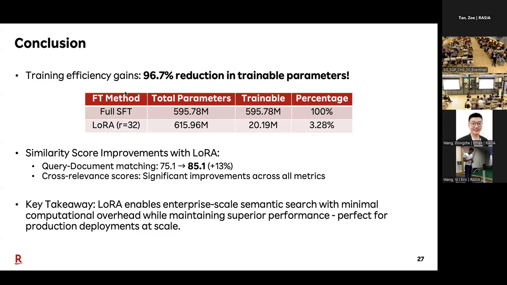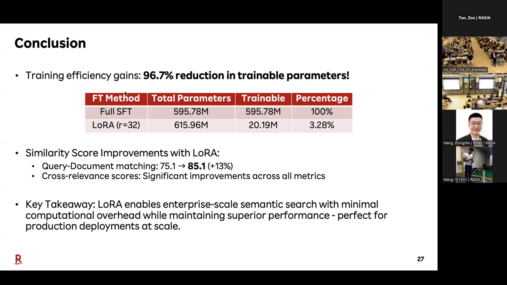Okay, let's take a closer look and conclude this presentation. As you can see, the training efficiency got a very good gain. Around 97% of parameters have been reduced in your fine tuning, right? We only train around 20 million parameters and froze all the other 97%. And also the similarity score got boosted compared to your base model without this LoRA tuning in your MS MARCO task.